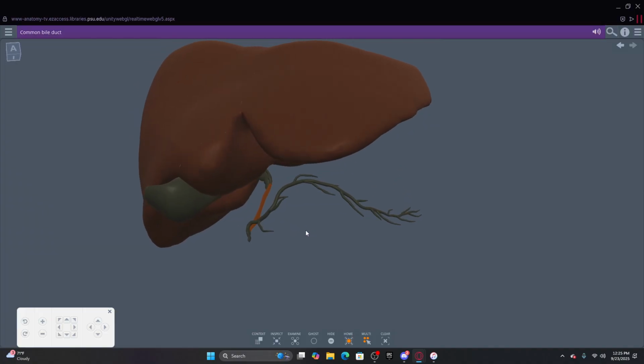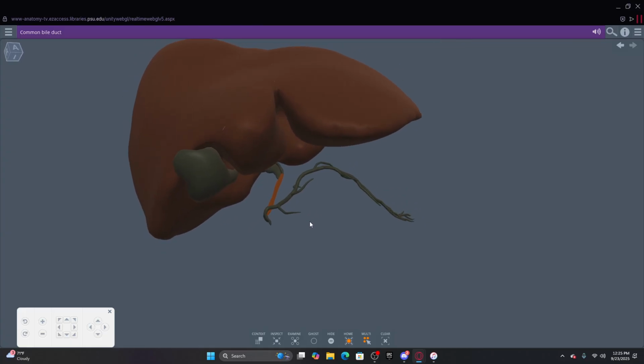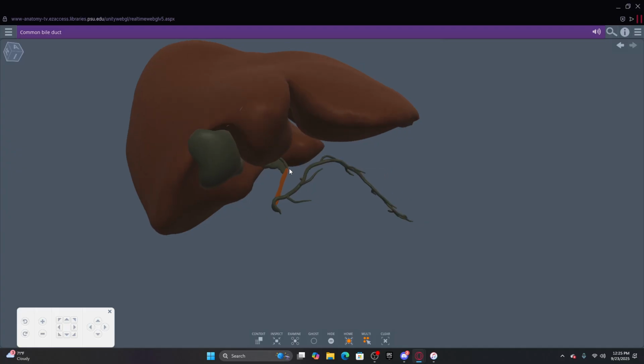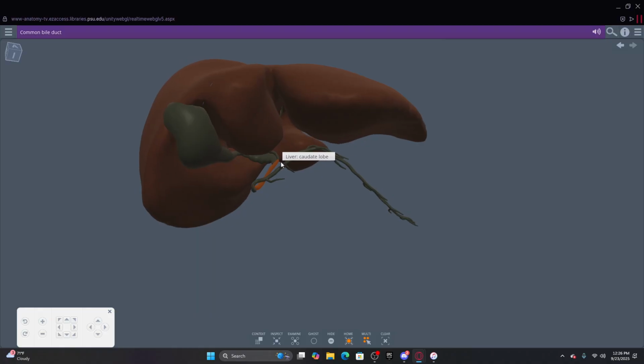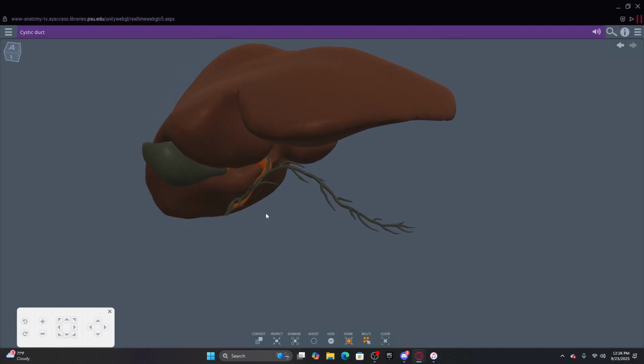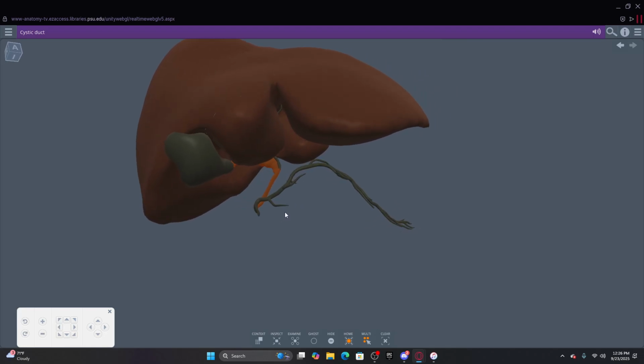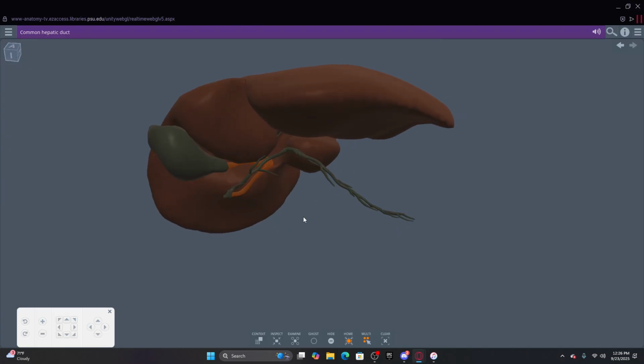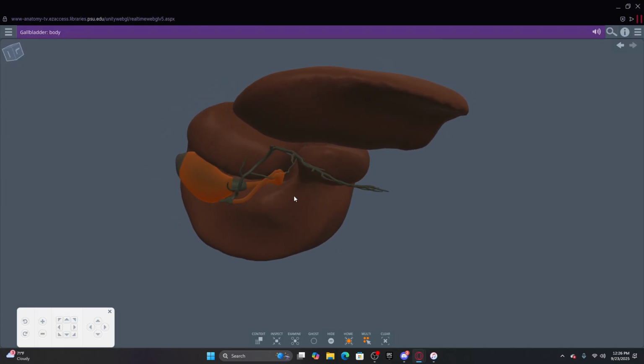And again, common means there's going to be some type of bifurcation as we move down that artery, vein, nerve, or duct. Our common bile duct splits into our cystic duct. So our cystic duct would be going to the gallbladder, right? And then we also have our common hepatic duct. Again, common, it makes sense.